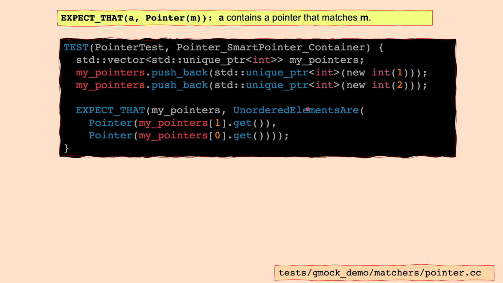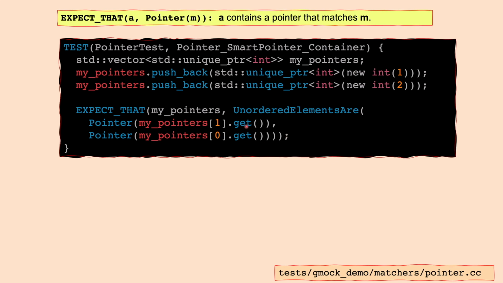So one way around it is to use this pointer matcher and basically say expect that the elements inside my pointers vector contain a pointer whose value is my pointers 1.get and contains another pointer whose value is my pointers 0.get. Unlike the unique pointer, the raw pointers can be copied.